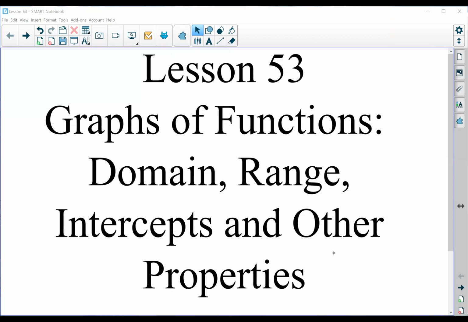So we're going to talk a little bit more about functions. Today, specifically, we're going to look at domain, range, intercepts, and other properties. And those other properties are going to include where a function is increasing, where it is decreasing, where it's remaining constant, all sorts of good stuff.